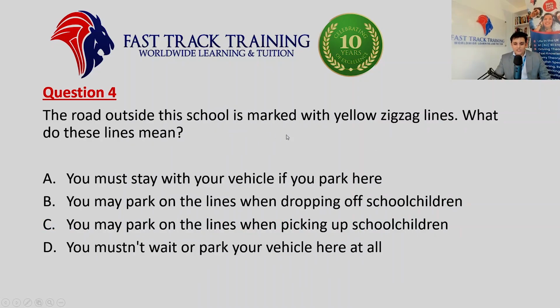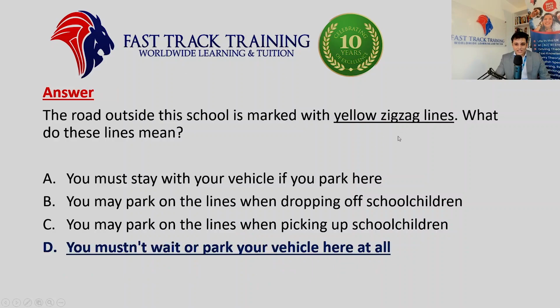The road outside the school is marked with yellow zigzag lines. What do these lines mean? You must stay with your vehicle if you park here. You may park on the lines when dropping off school children. You may park on the lines when picking up school children. You mustn't wait and park your vehicle here. The correct answer here is that you mustn't wait and park here.